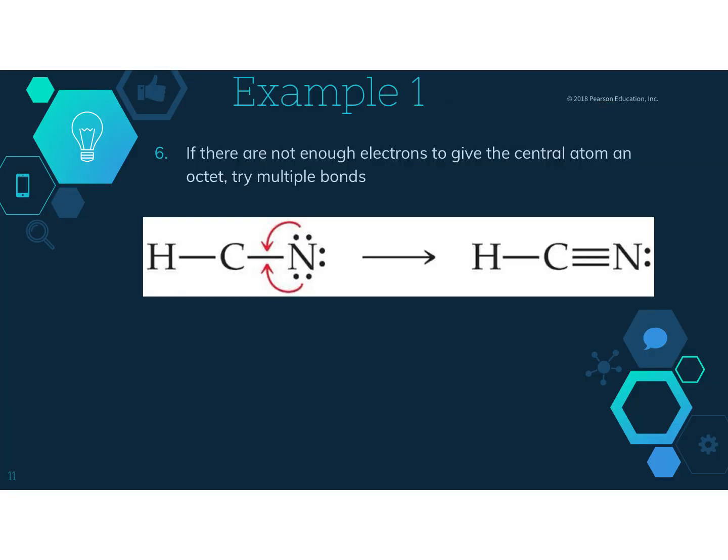Now, if we take this example here of HCN, you can see that H is satisfied. It's got 2 electrons coming from this bond. C is not satisfied. It only has 4 electrons in this structure here, and N has a total of 8 electrons. And so whenever you don't have enough electrons in your central atom, that's when you want to try multiple bonds.